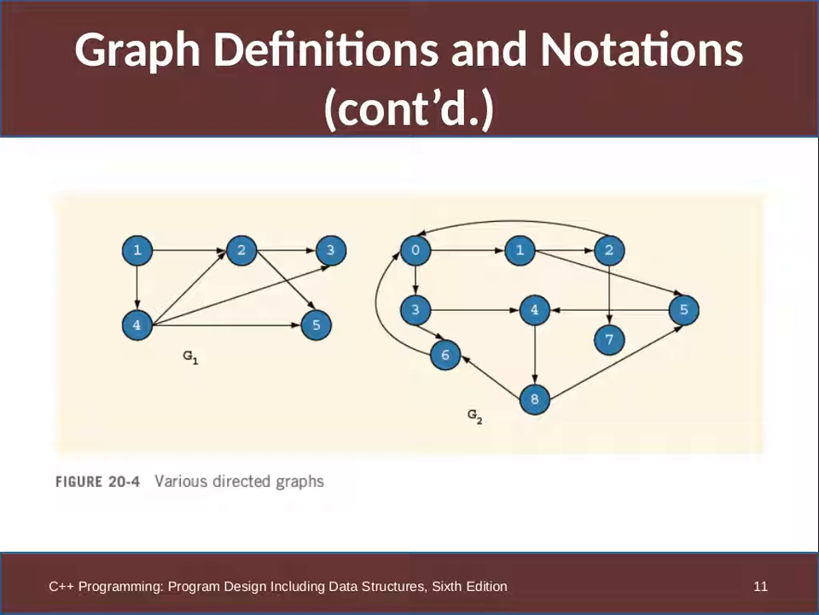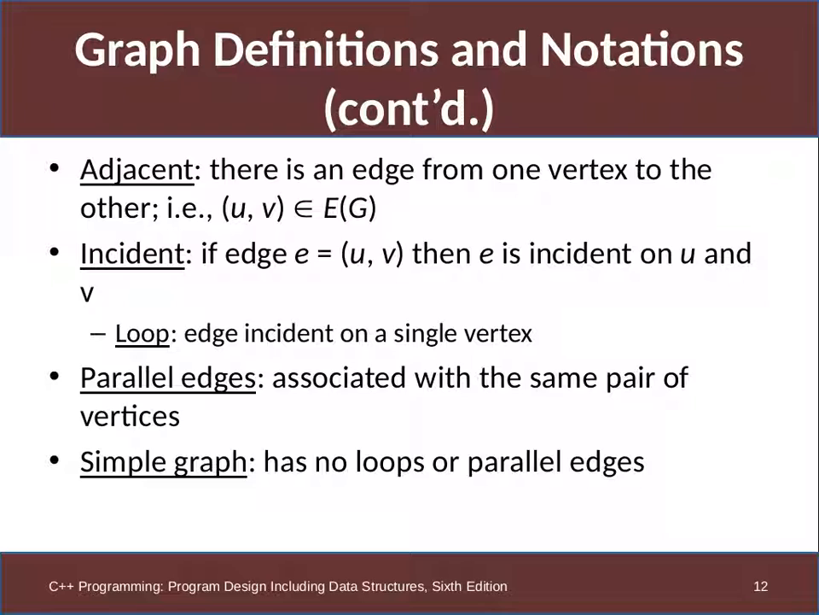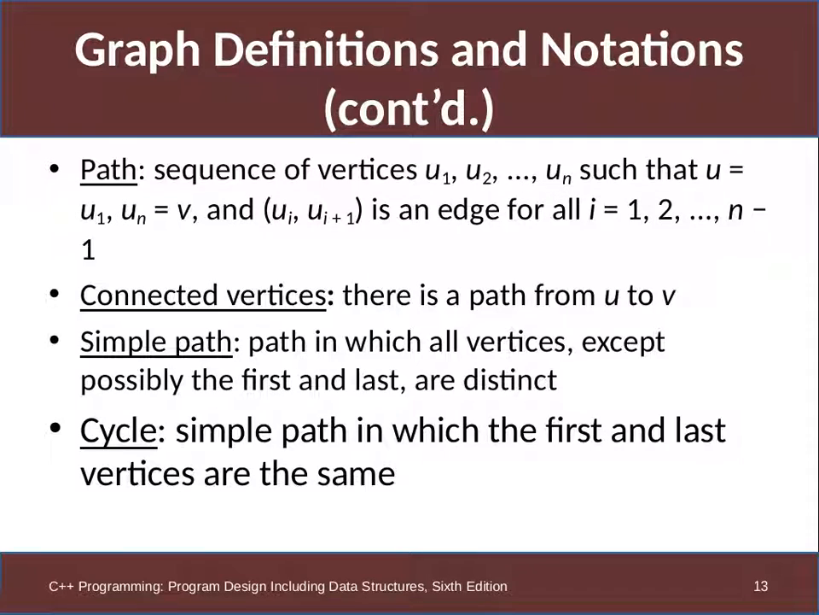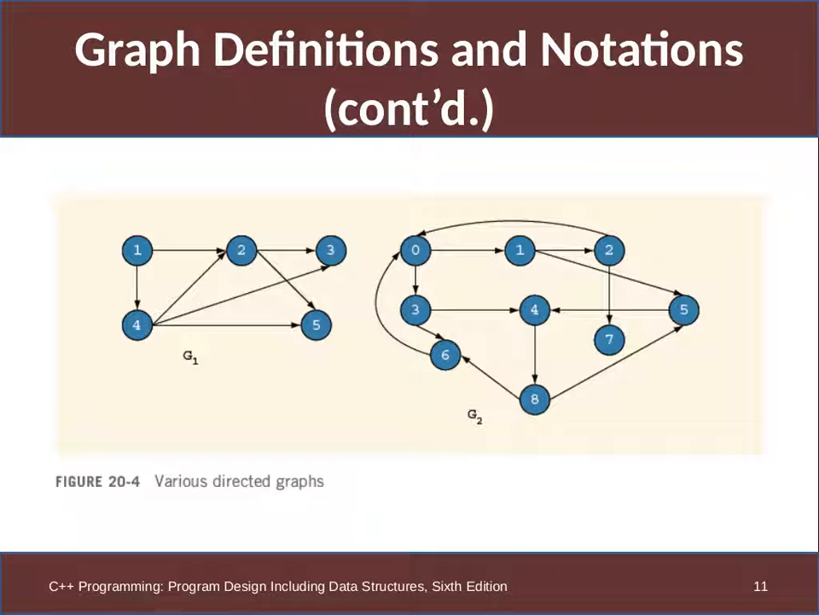How about 4 and 8? Yes. So 4 and 5? No. But is there a path from 4 to 5? Yes, through 8. See what's going on now? Adjacent if there's an edge. Incident, we're not going to talk about incident right now. Parallel edges: a simple graph has no loops or parallel edges. Wow, we're going all out with our terminology.